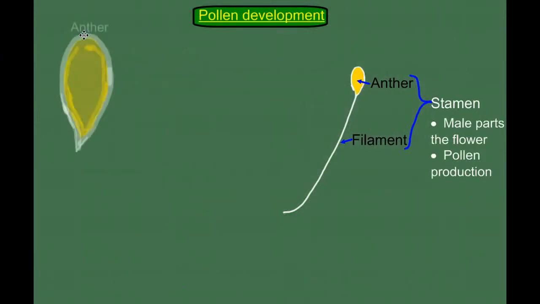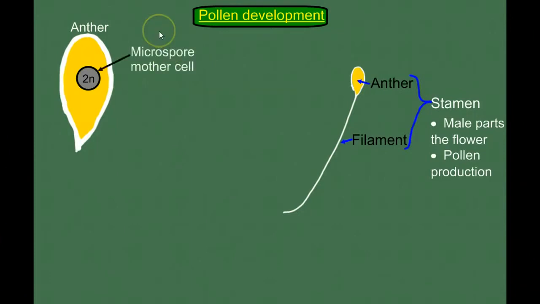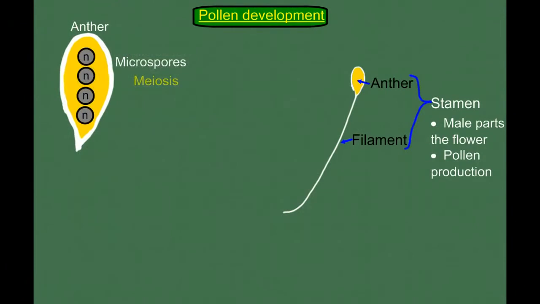If we look inside the anther, we see diploid cells. Remember, when you're looking at a flowering plant, you're seeing the sporophyte generation, the diploid generation. These cells inside the anther are called microspore mother cells. They're not spores, they're the mother cells to spores, specifically the microspores. To become a haploid spore, we have to undergo meiosis. And inside the anther we build microspores.